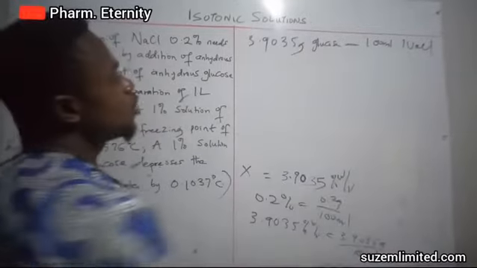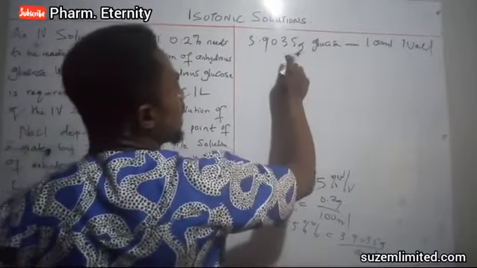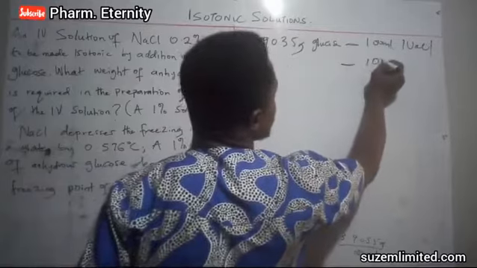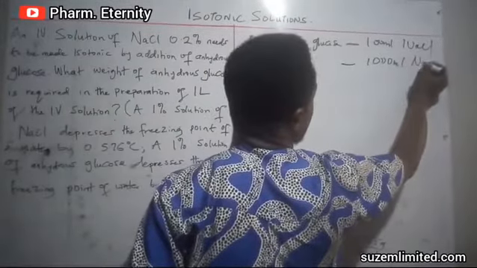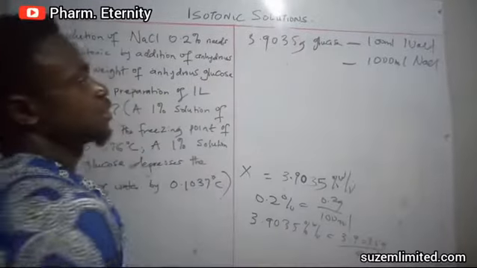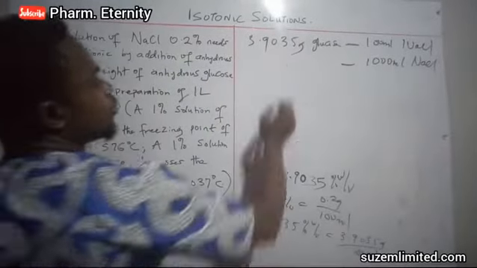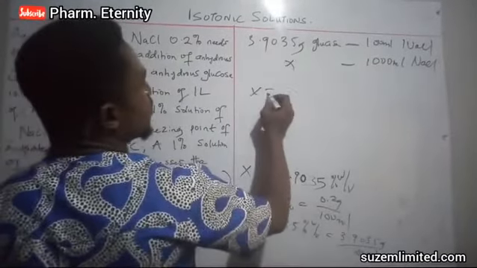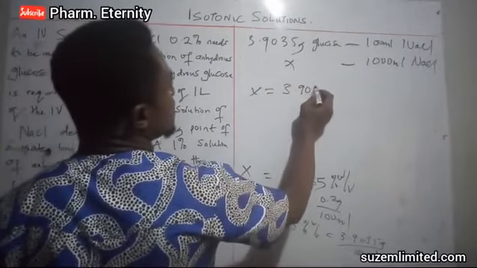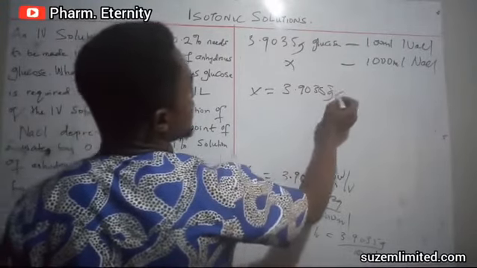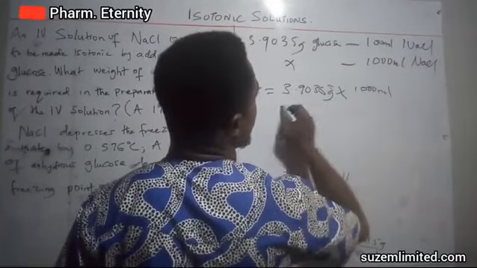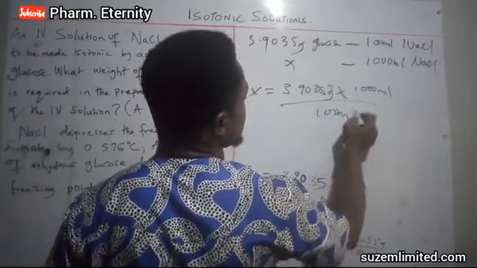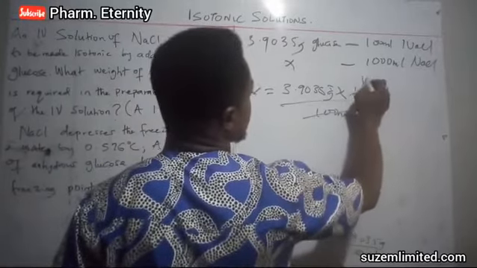how many gram of this can make 1,000 ml, because 1 liter is 1,000 ml, of sodium chloride isotonic? We don't know, we call it X. So X is now equal to 3.9035 gram times 1,000 ml, all over 100 ml. 1,000 divided by 100, you get 10.